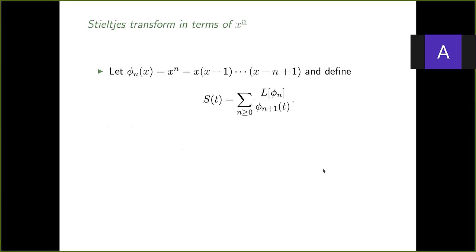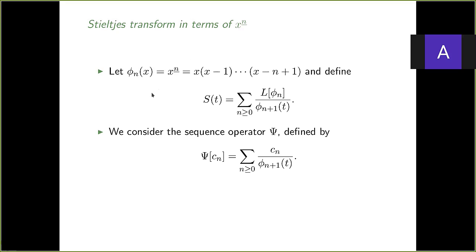Now the Stieltjes transform, but without context. I'm using phi_n for the falling factorials for, say, historic reasons. It's defined as this. We are looking at the generating function as a formal object, where in the numerator we have the moments of the falling factorials, and in the denominator we have phi_{n+1}, again this falling factorial basis.